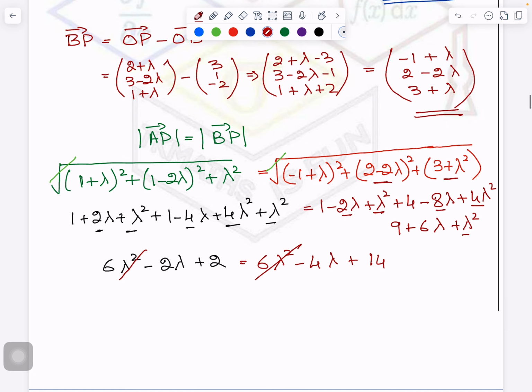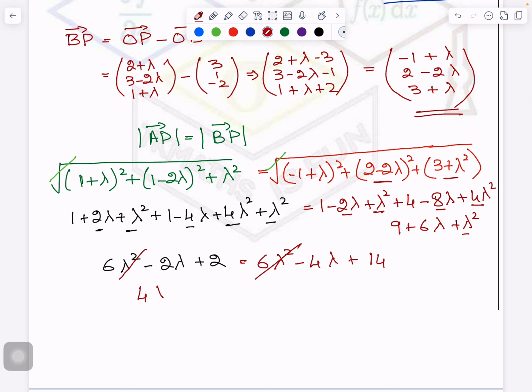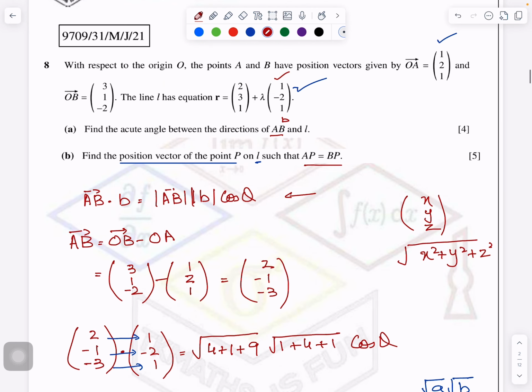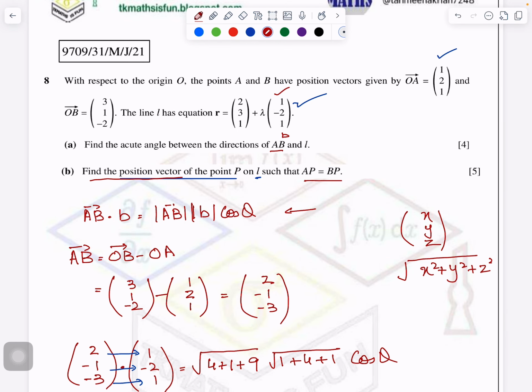Let's bring everything to one side. Lambdas, 4 lambda minus 2 lambda, and numbers on the other side, because you have to find the value of lambda. So it is 2 lambda equals 12. So lambda equals 6. So you have found the value of lambda, but the main question was find the position vector of P, right? This is what the question was saying. Find the position vector of P.